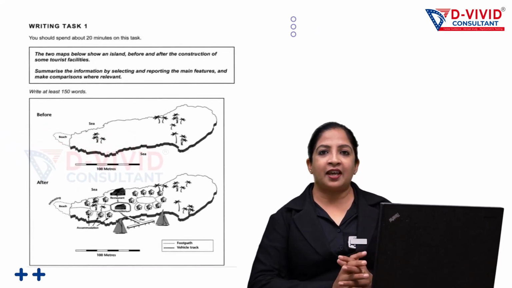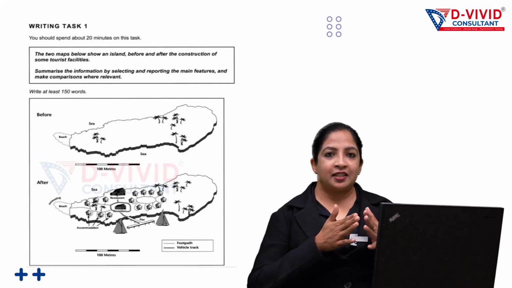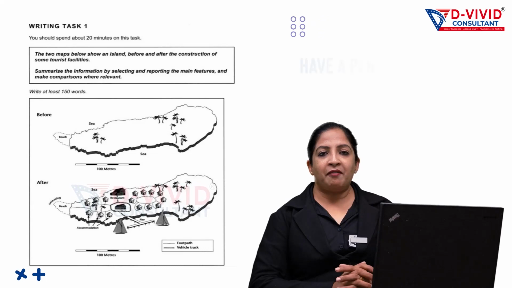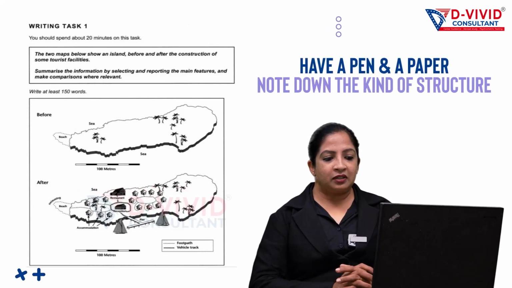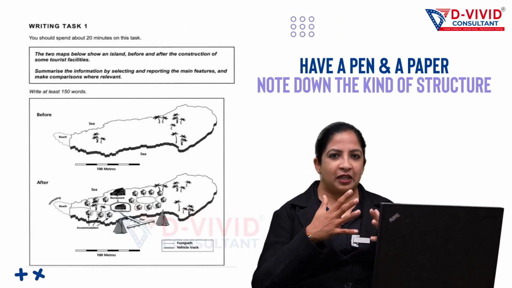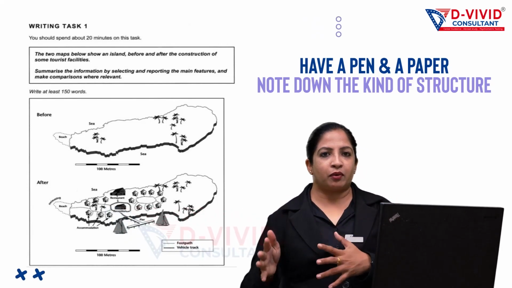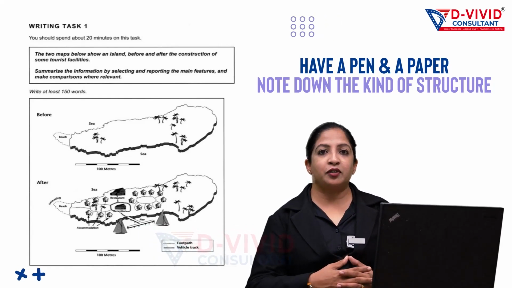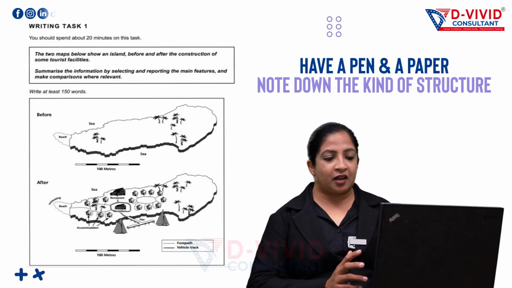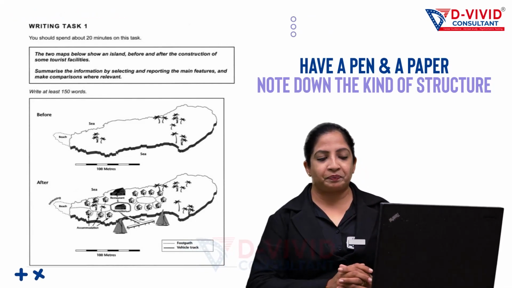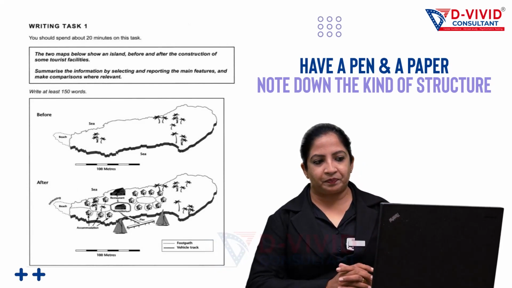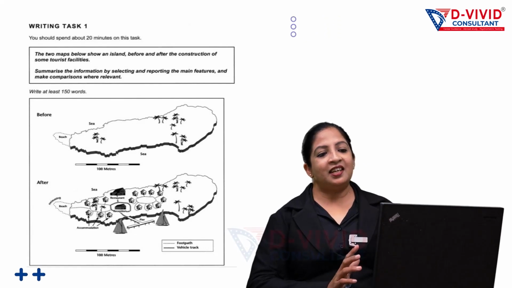Now before moving ahead, I would like you guys to pause the video, have a pen and a paper, and note down the kind of structure that you will probably include in the overall, body 1, and body 2. What kind of words will you use to describe the structures, to describe what is going on in the map? Just give it a try at least once. Okay friends, let us see the question.